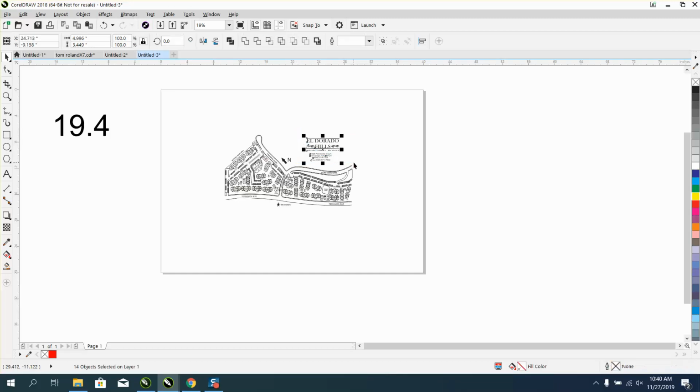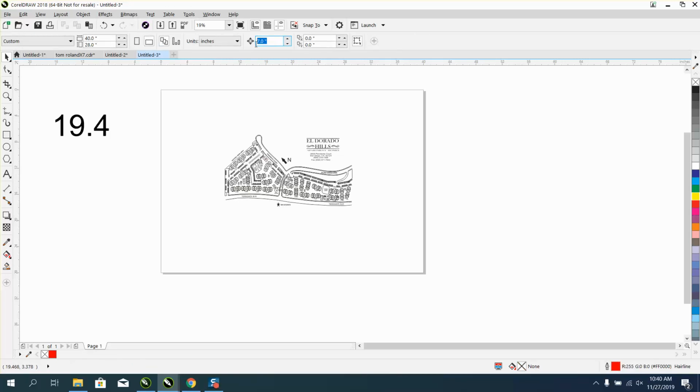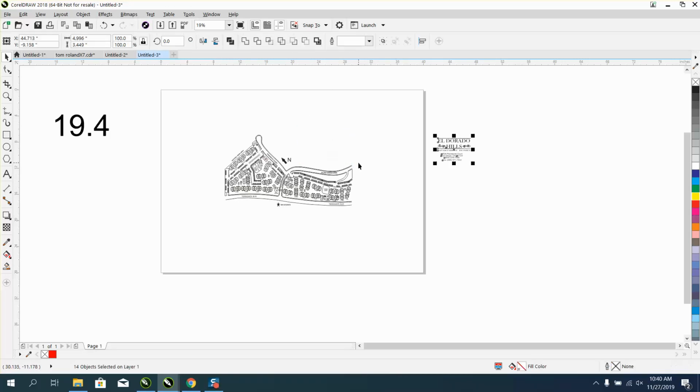So we're going to select all this, and I'm nudging it out of the way. As a matter of fact, let me put my nudge factor larger. Let me put it to 20 inches. And let's select all that and nudge it out of the way. Nudge this out of the way.